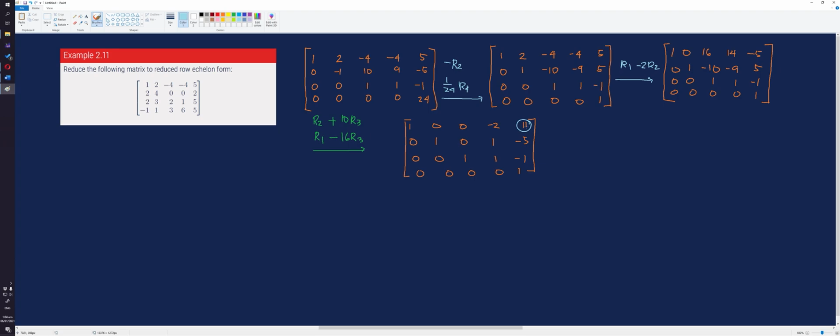We can change this one to 0 by performing this operation, R1 minus 11 R4. If you see the pattern, actually what will change here is only the fifth element of row 1. So we need to copy every element here, that is 1, 0, 0, negative 2, and perform this operation, that is 11 minus 11 times 1. So this is equal to 0.